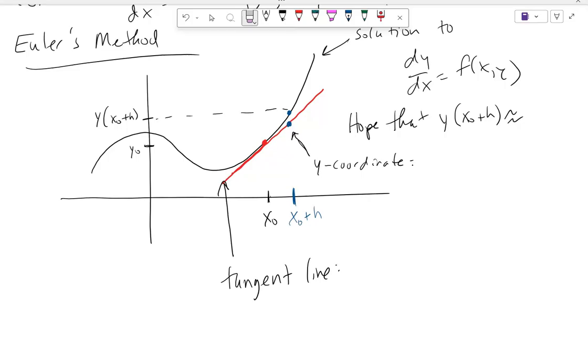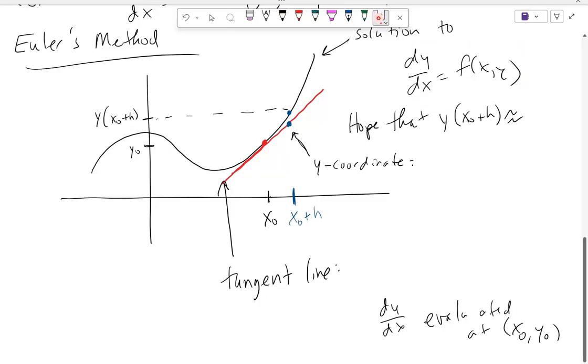Let's write it this way. It's the derivative evaluated at what? Well, for the tangent line to start with, not x naught plus h, but just the point x naught, y naught, right? What gives you the derivative at x naught, y naught? The function, right? The function gives you the derivative value. So our slope for our tangent line will be f of x naught, y naught.